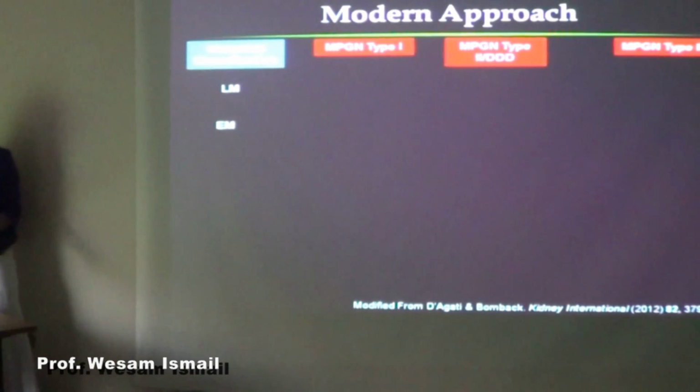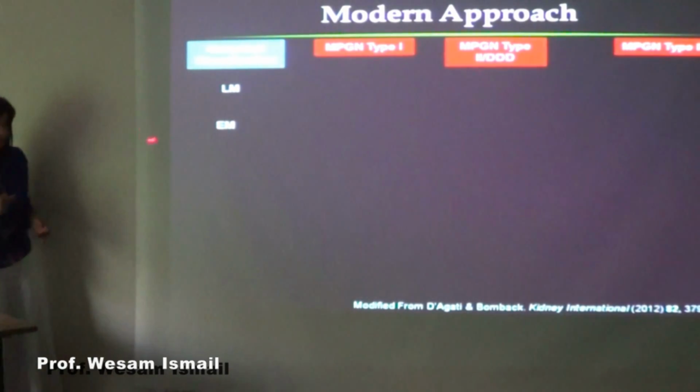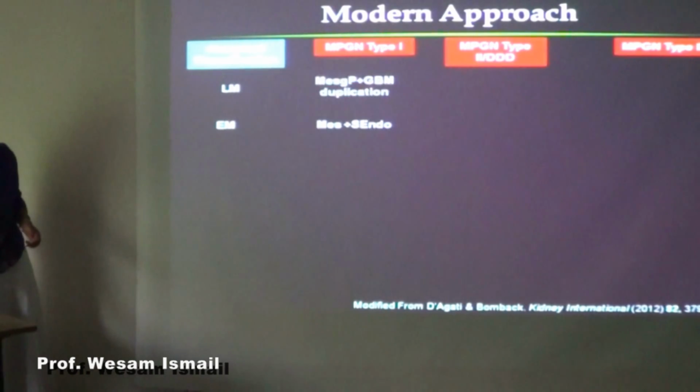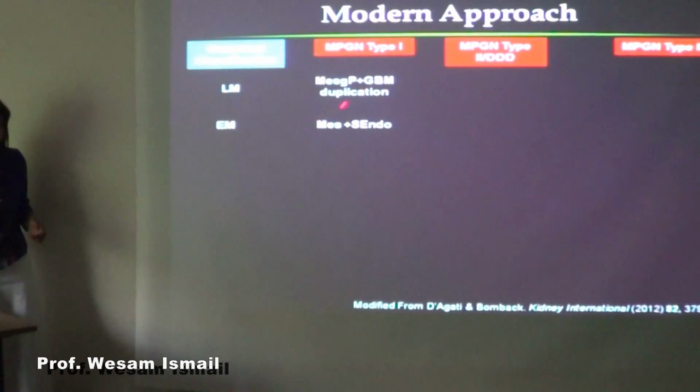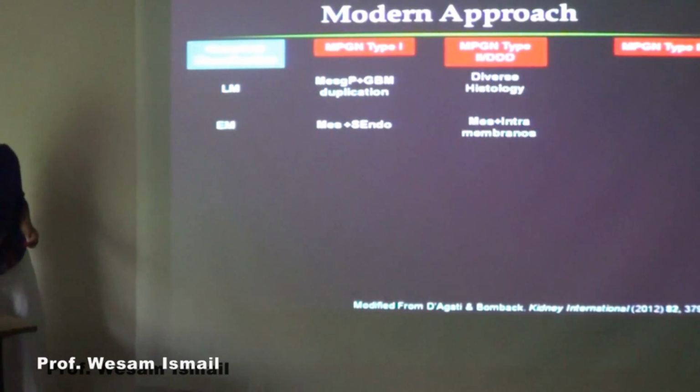So how did we progress to this? You have the historical classification, which is type 1, type 2 / dense deposit disease, and MPGN type 3, based again on light microscopy and electron microscopy. In type 1, you have the mesangial proliferation, the GBM duplication, and the mesangial and subendothelial deposits. In type 2, you have the diverse histology I just showed you, and you have mesangial and intramembranous deposits.